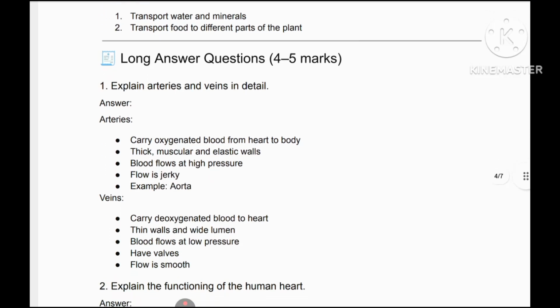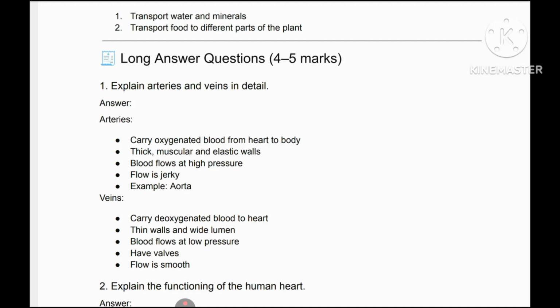Now long answer questions. Explain arteries and veins in detail. Arteries carry oxygenated blood from heart to body. They have thick, muscular and elastic walls. Blood flows at high pressure. Flow is jerky. Example, aorta.